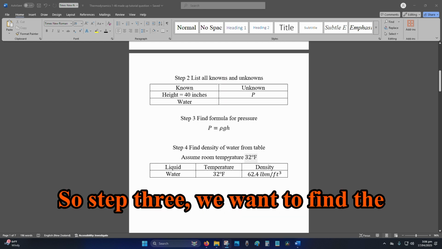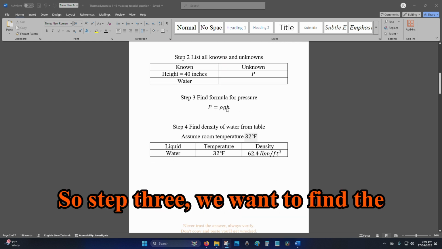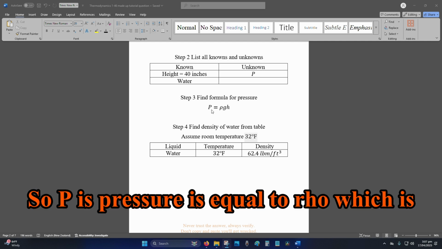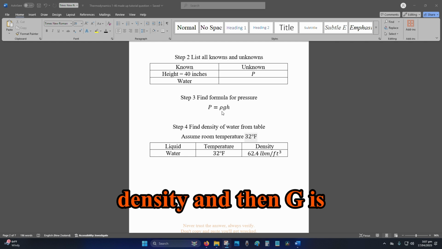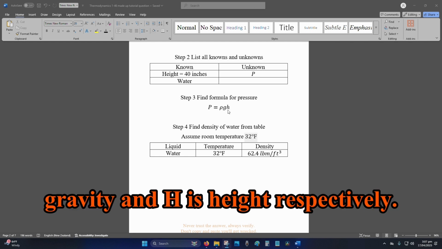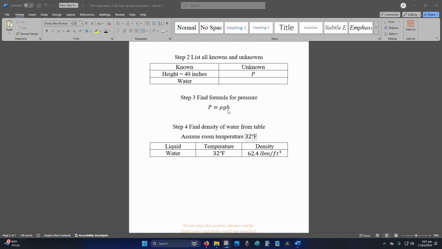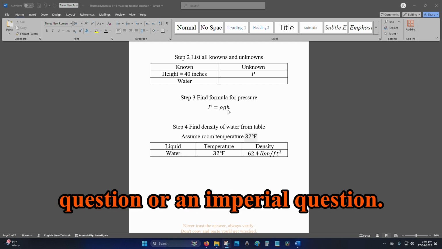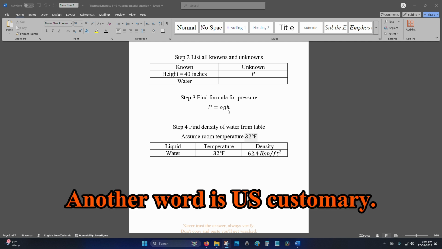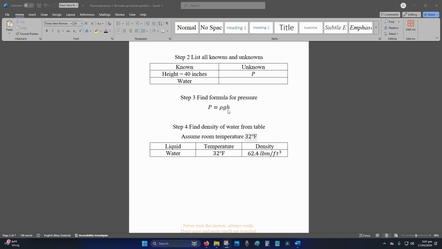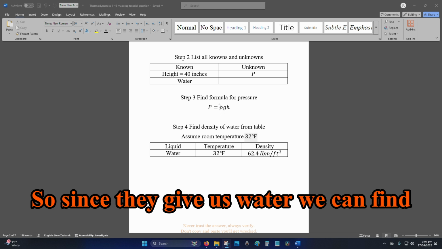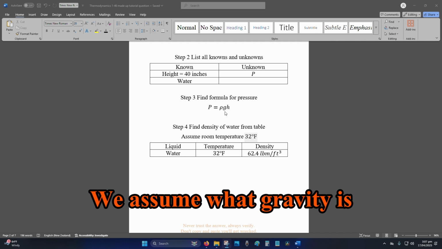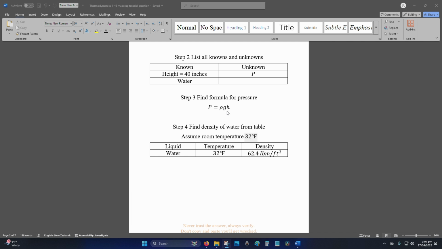So step 3, we want to find the formula for pressure. P is pressure, is equal to rho, which is the Greek symbol for density, and then g is gravity and h is height, respectively. We are assuming this is an English unit question or an imperial question. Another word is US customary. So since they give us water, we can find the density of water. We assume what gravity is, and they give us the height.